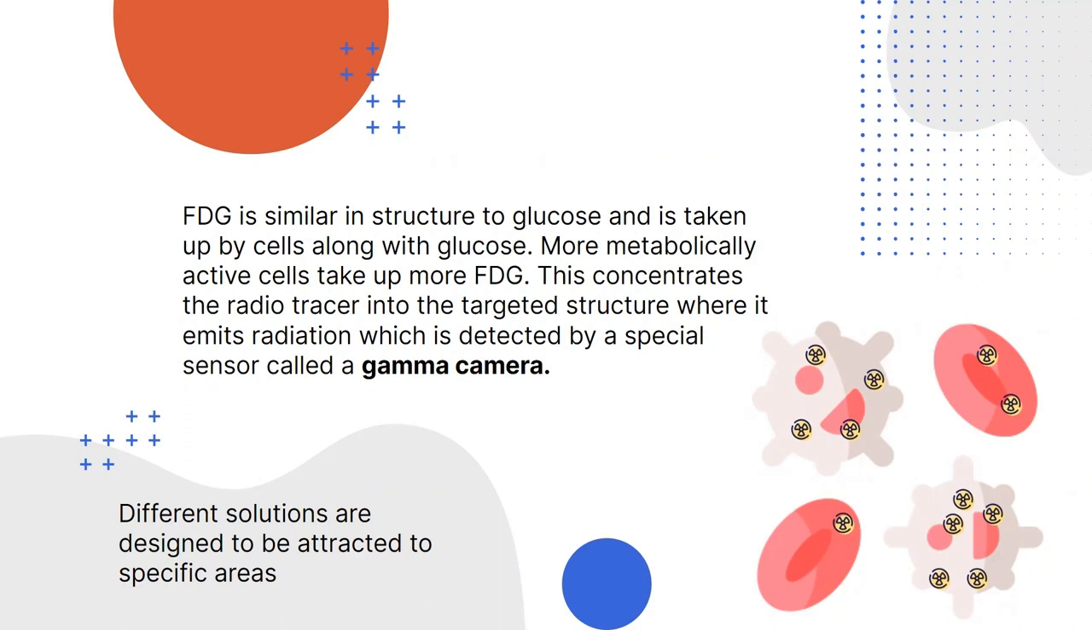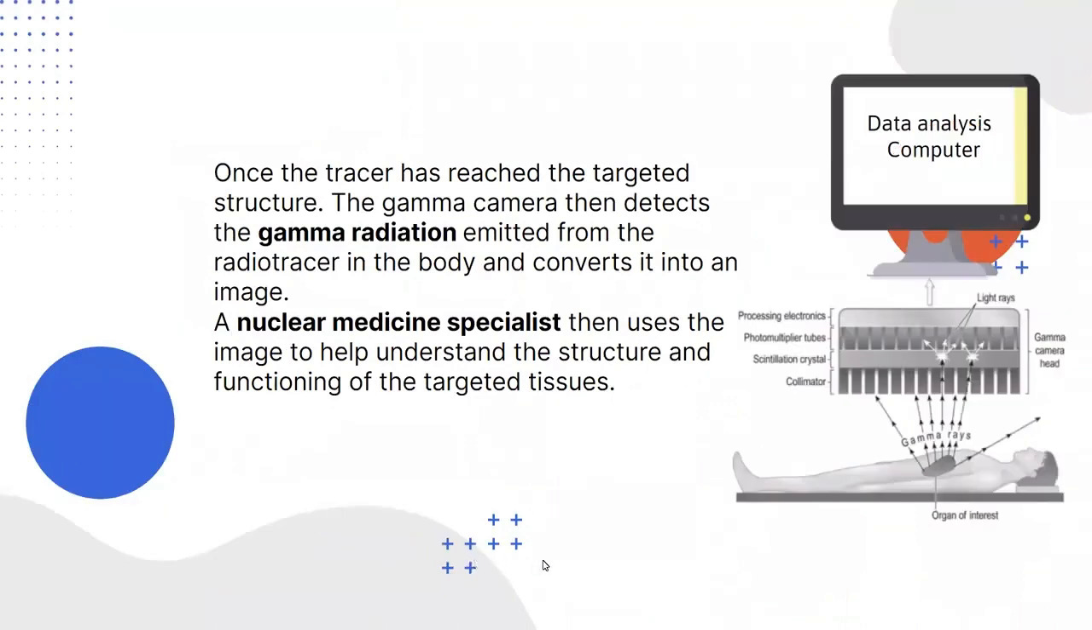This concentrates the radiotracer into the targeted structure where it emits radiation, which is detected by the special sensor called a gamma camera. So there are different solutions that are designed to be attracted to specific organs, bones, or tissues. Once the tracer has reached the targeted structure, the gamma camera then detects the gamma radiation emitted from the radiotracer in the body and converts it into an image.